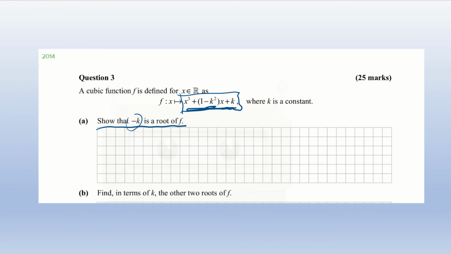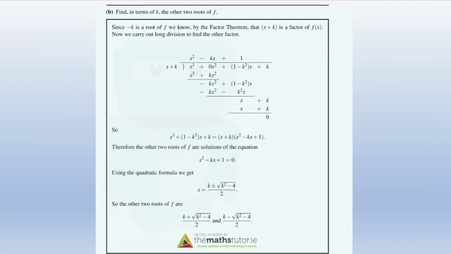The second part of your question, the B part, just so you're aware of it, find in terms of k the other two roots of f. So we're continuing on our procedure and we're taking k with us. It will be a small bit messier than the ones before, but your answer is going to look something like this.